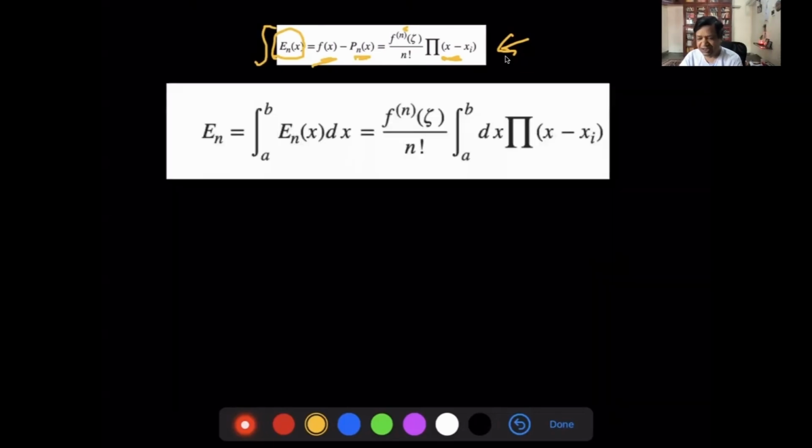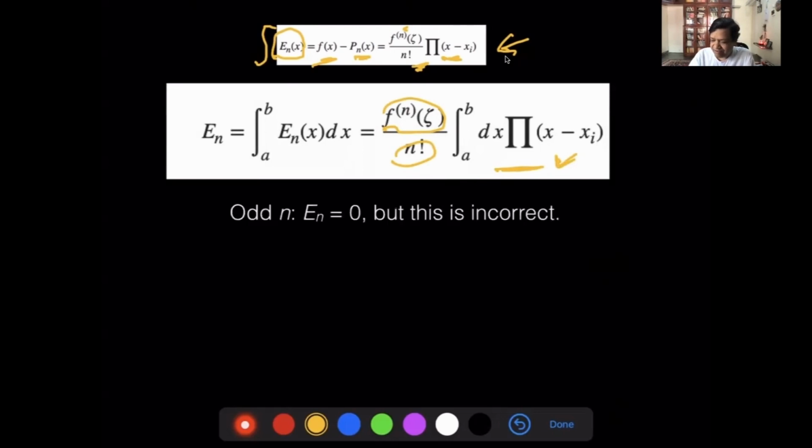Now, the error in the integral will be the integral of e_n(x), that is the error, no? So if I just integrate this, I'll get the total error for the integral. So the error is just the integral from a to b of this function. But f^(n)(zeta) is a constant and n factorial is a constant, that comes out, and I get this. Is that clear? It is just straightforward. Now, I need to evaluate this, but by the way, this function is quite easy to integrate for any number of points.